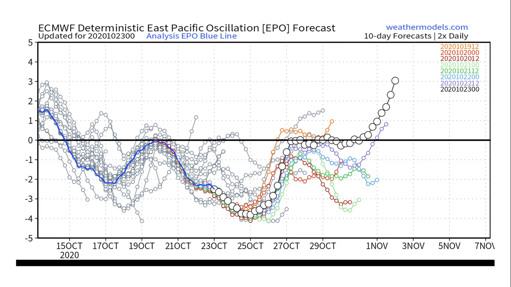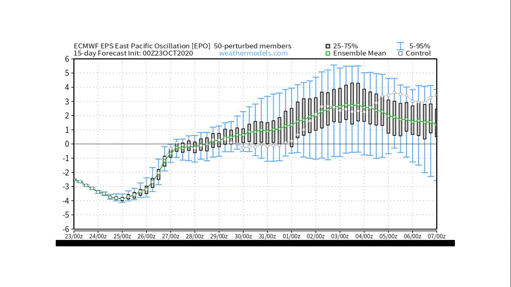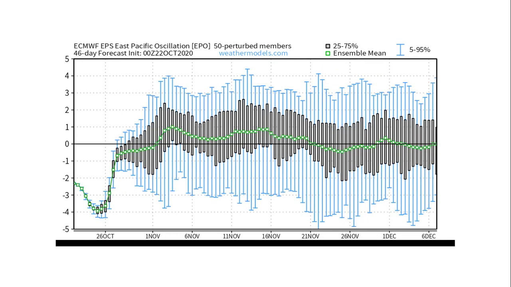So let's take a look at the models and the forecast for EPO. For the European deterministic, you'll notice a negative phase to the EPO. Eventually recovering here the last week of October up towards neutral territory before the forecast on the European calls for the EPO going positive by the 3rd of November. The European, this is the 50 perturbed members for the EPO, 15-day forecast showing again a trend towards a positive phase of the EPO.